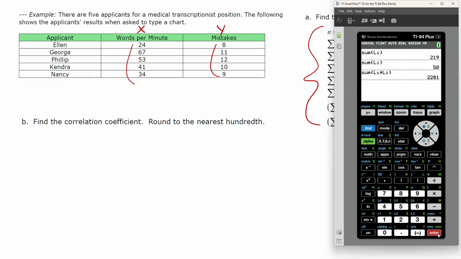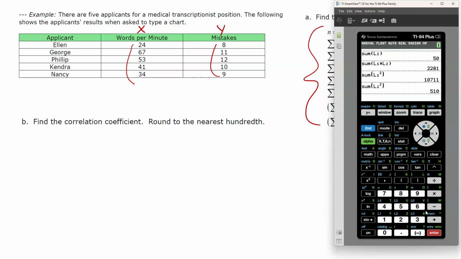Then I want the sum of X squared, the sum of list 1 squared. Then I want the sum of y, so that's list 2 squared.